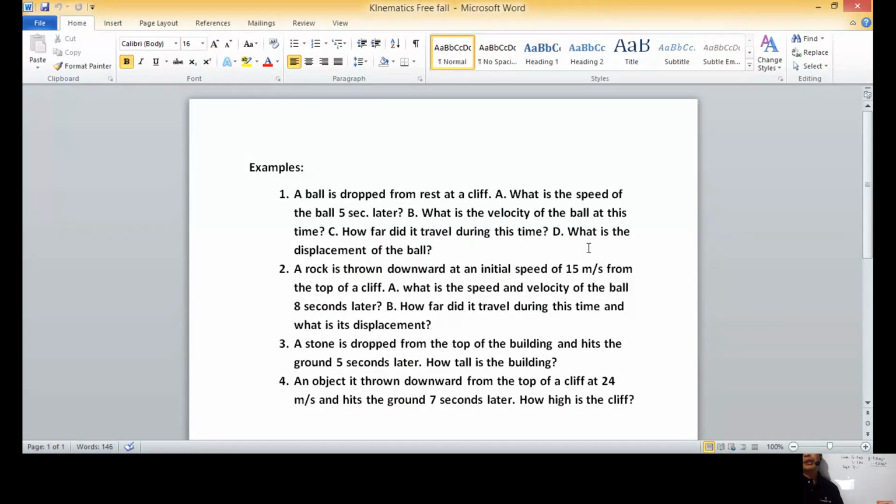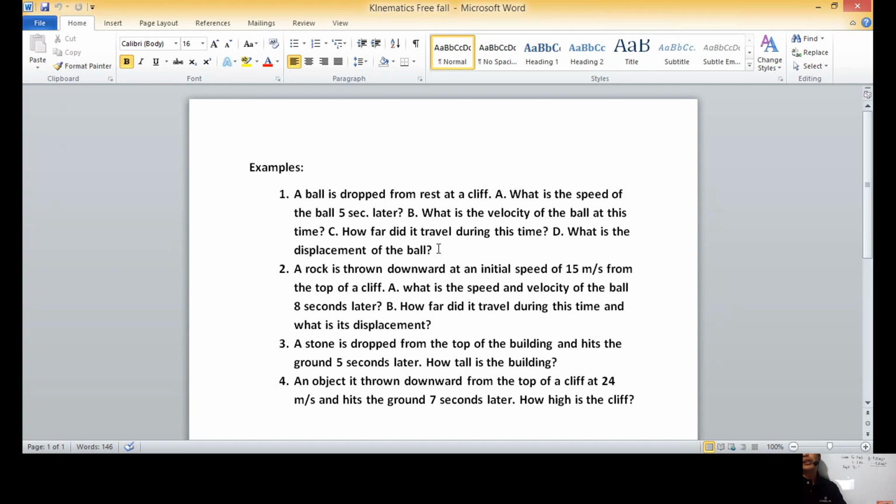The first problem states that a ball is dropped from rest at a cliff. What we're looking for: A, what is the speed of the ball 5 seconds later? B, what is the velocity of the ball at this time? C, how far did it travel during this time? And finally, D, what is the displacement of the ball?